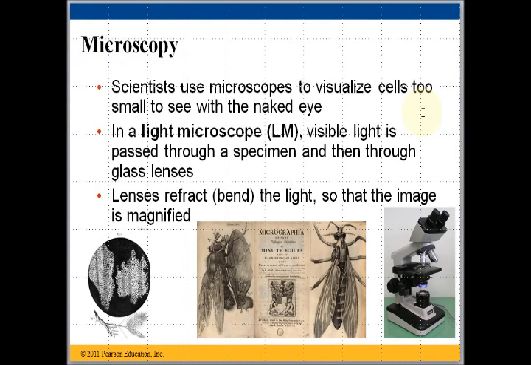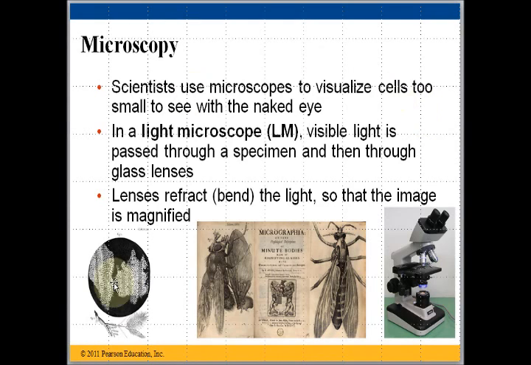The most common kind of microscope that we're going to use at the high school level is a light microscope. A light microscope uses visible light, and it passes it through a specimen and then through a series of glass lenses before it gets to your eye. The lenses bend the light, they refract the light, so that the image is magnified. As the light passes through the specimen and then through the lens, it gets flared out and magnified so that the object appears to be quite a bit larger than it actually is.